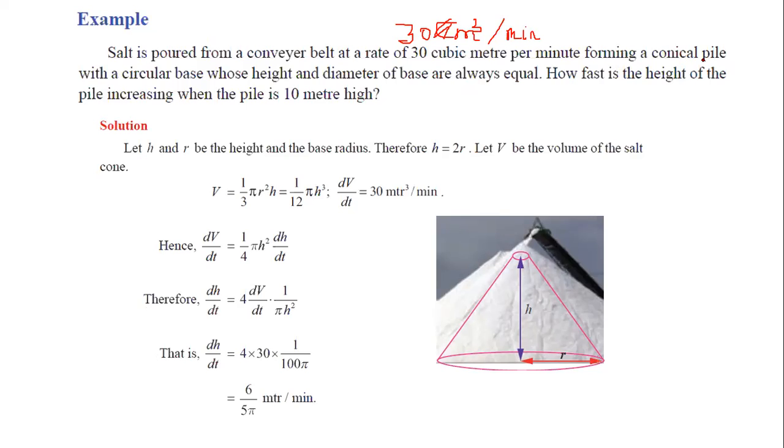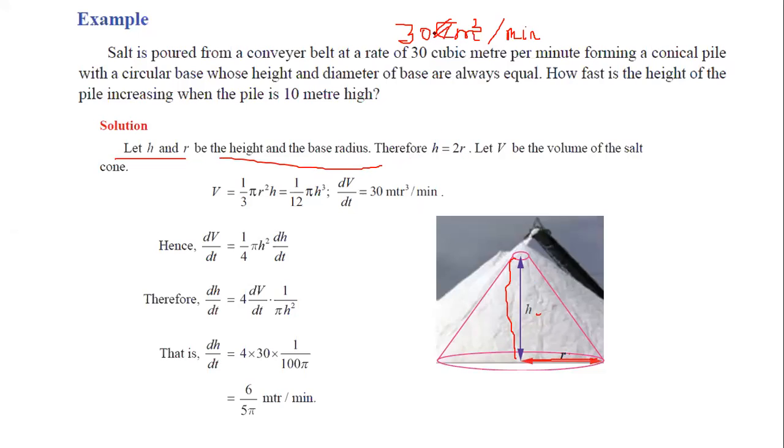forming a conical pile with a circular base whose height and diameter of base are always equal. How fast is the height of the pile increasing when the pile is 10 meter height? So here we can write the solution. You know that h and r be the height and base radius. See here, this is the height h, and then the base is the radius r.